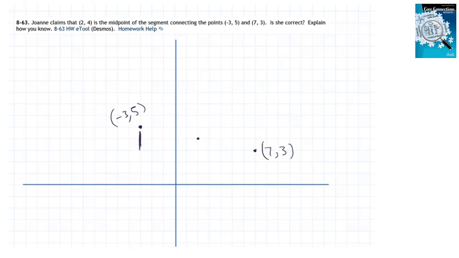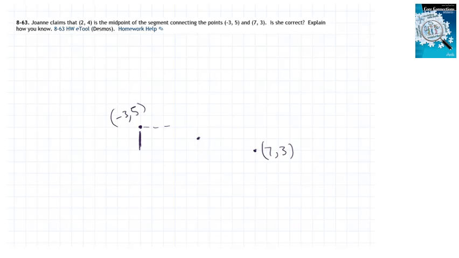If I go from negative 3 to 7, that's a change of 10 units. Half of that is 5. So if I start here at negative 3, I can go 1, 2, 3, 4, 5, and that puts me right there. Well, that certainly works. That's one way to think about it.